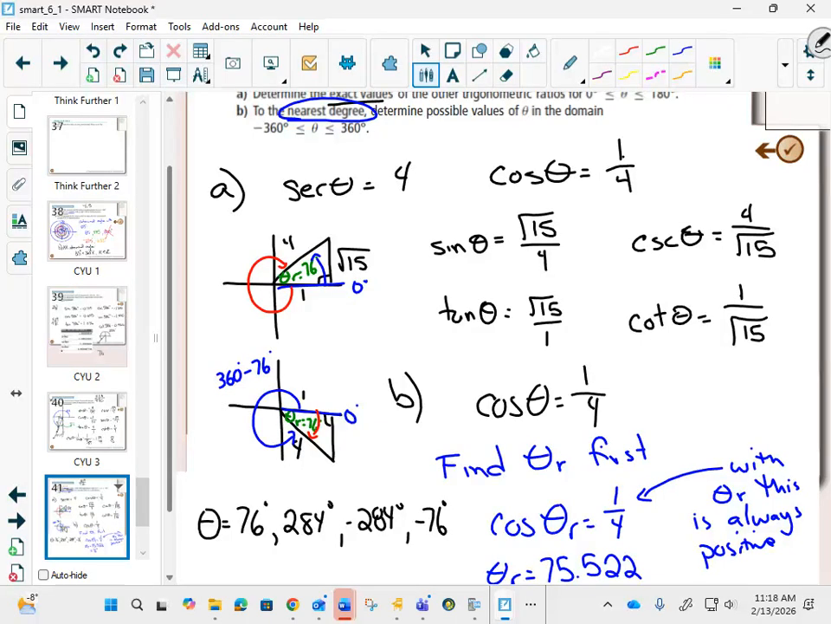And you will get lots of questions like this, where you have to draw a triangle, or in this case we had to draw two triangles, find a reference angle, figure out what your answers are. So circle questions 9, 10, and 11.